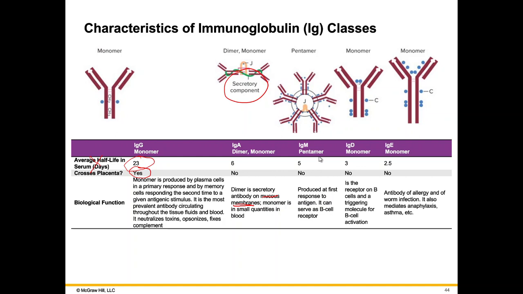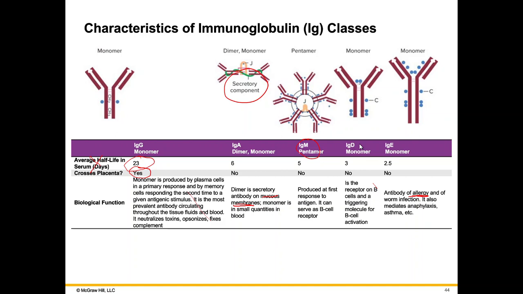Here we see IgM. That one's going to be important too. It's a pentamer because it's made up of 5 monomers, five Ys. This is the first type of antibody that is produced in response to an antigen, and it can also serve as a B cell receptor. Our IgD is the receptors on B cells and a triggering molecule for B cell activation. And finally, IgEs, they are antibodies of allergy.